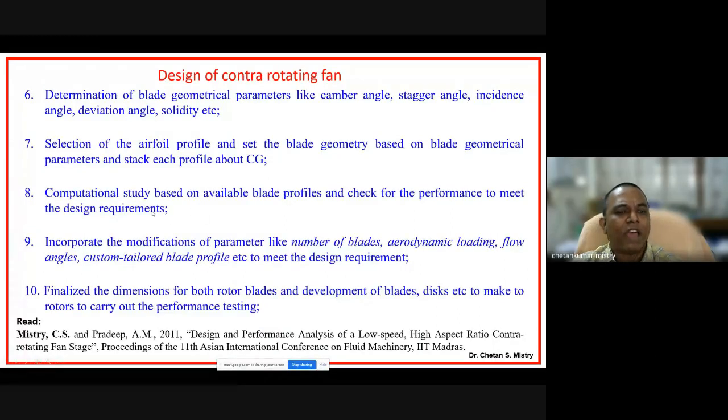Then we checked computationally whether it is giving the expected results or not. If not, then we have done modification in terms of changing the number of blades, aerodynamic loading, flow angles, and custom-tailored aerofoil, in order to meet the requirement. So the whole purpose of doing this computational study, let me tell you, is for the development of an experimental facility. Those who are interested can download the paper. That is available on ResearchGate.